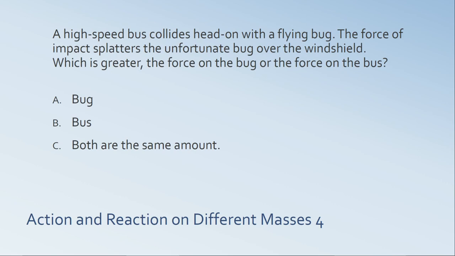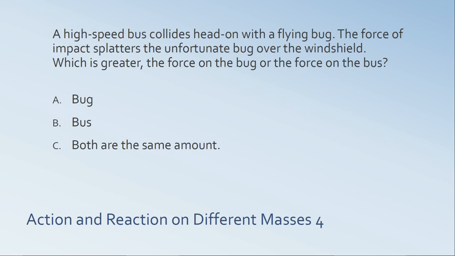And if you said both are the same amount, you're correct because think about it. We have a very massive object, the bus. We have a very tiny object with very little mass, the bug. And they actually collide with the same amount of force. And just like our cannonball, the bug is going to undergo a very huge deceleration compared to the bus.